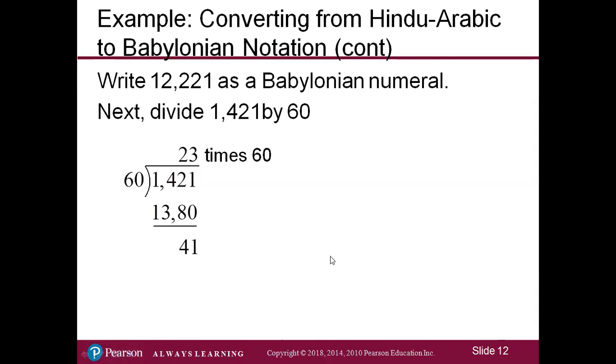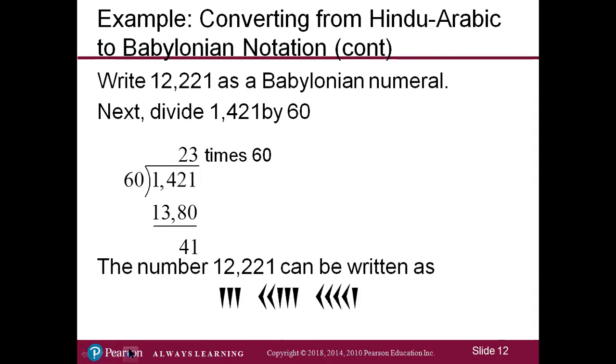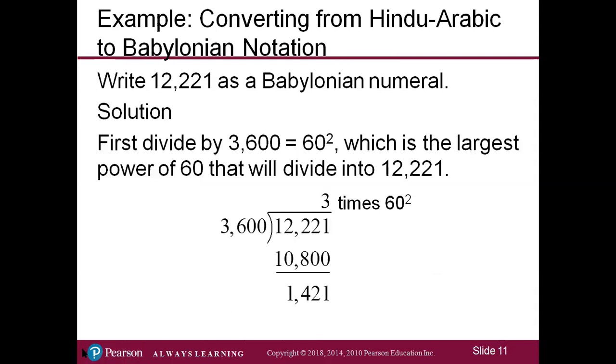So 23 times 60 is 1,380. And then remainder of 41. Next, we'll deal with the remainder of 41, which if we wanted to further take this to another step, we would divide by the next lowest power, which would be the units. So 41 divided by 1 is 41. And so we just skip that step and use the remainder this time. So collecting numerators, let's look back.